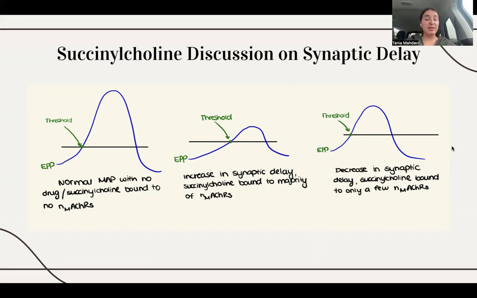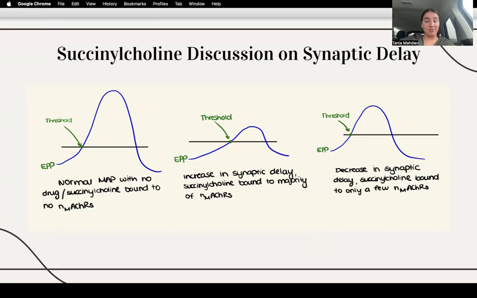And then a last possibility is that the addition of succinylcholine can cause no change to the synaptic delay. And then this would be due to the succinylcholine not reaching any of the nicotinic ACh receptors on the postsynaptic membrane, indicating that the NMJs are all remaining working properly. And then in our data, because there was no difference in the synaptic delay when the drug was added, it could be due to a variety of factors.